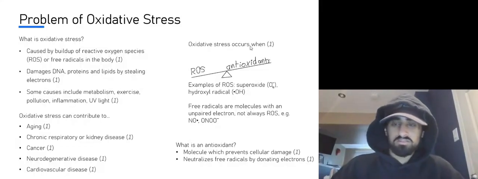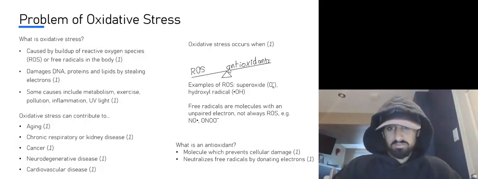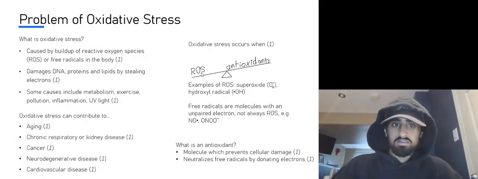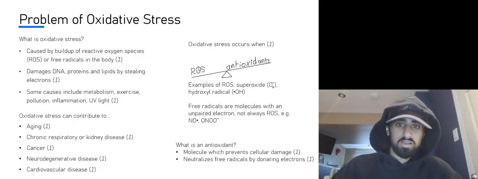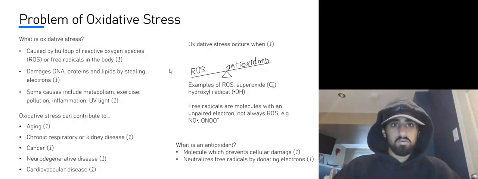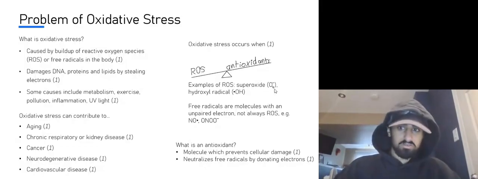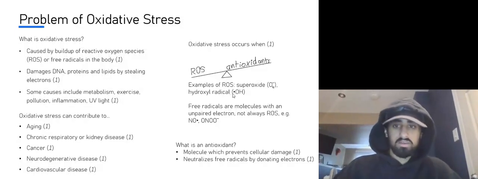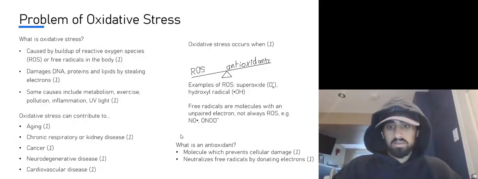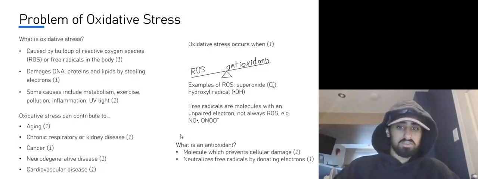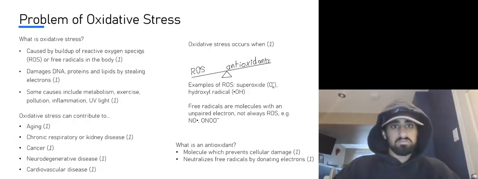Oxidative stress happens when reactive oxygen species are more abundant than antioxidants. So the antioxidants can't neutralize the reactive oxygen species before they cause cellular damage. Some examples of reactive oxygen species are superoxide and the hydroxyl radical. We'll be looking at hydroxyl later. What is an antioxidant? An antioxidant is a molecule which prevents cellular damage, and it neutralizes free radicals by donating electrons.